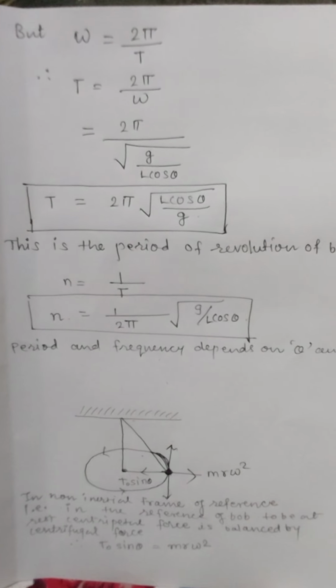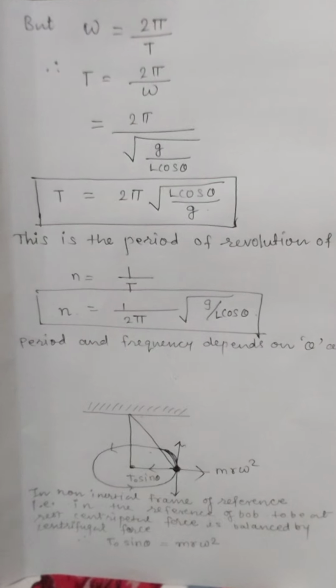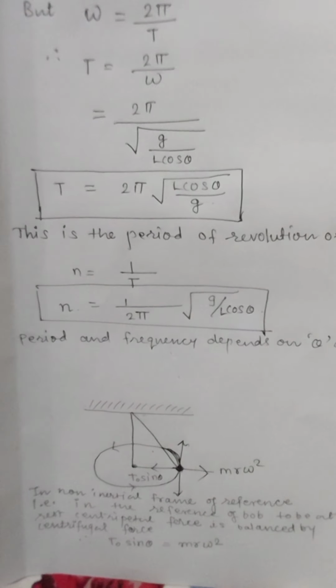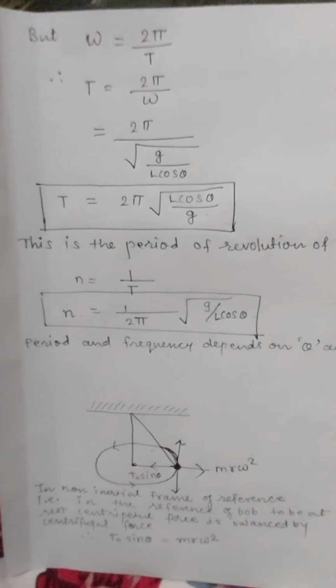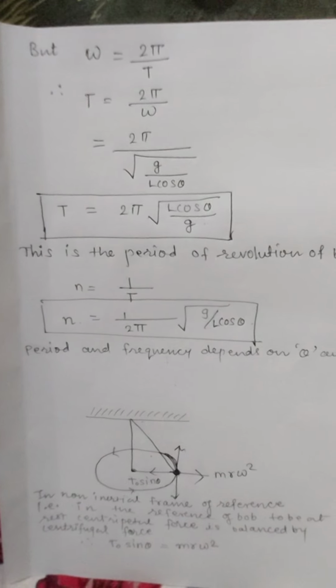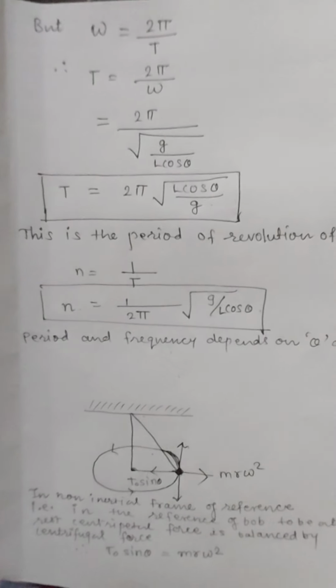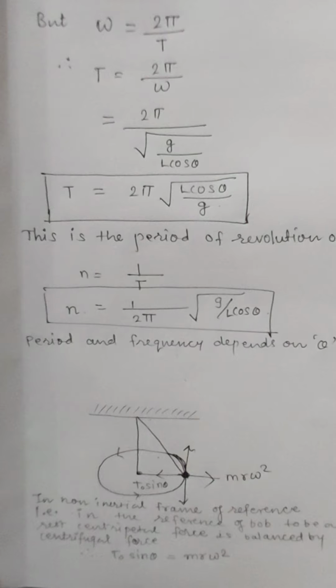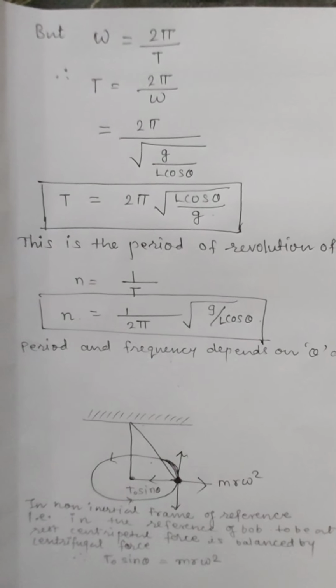Before that, you are going to try today the one solved problem on banked road, and you are going to write the expression of the conical pendulum. That is your today's homework.